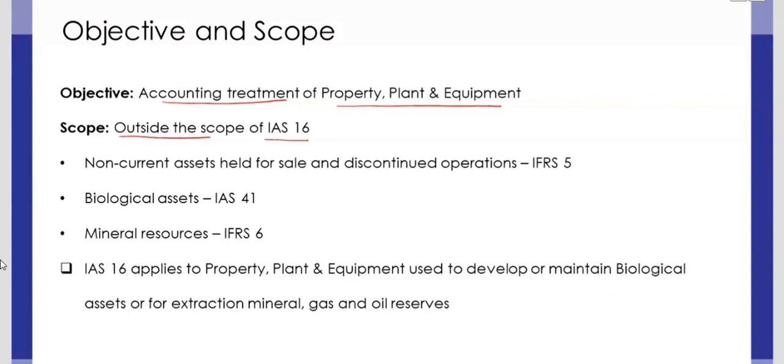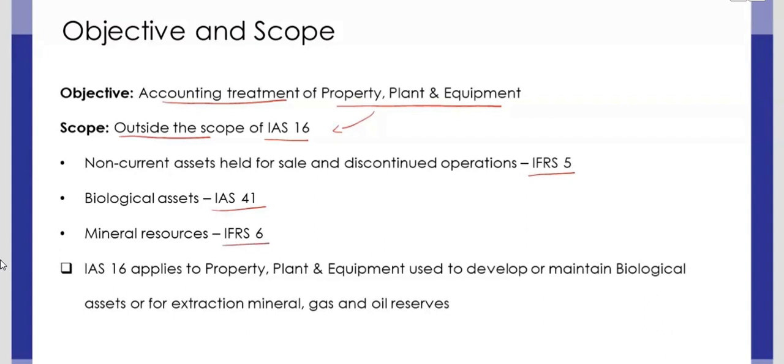So for IAS 16, we'll see that all kinds of property, plant and equipment is covered under IAS 16 except some major standards which are not covered under IAS 16. Number 1, non-current assets held for sale at discontinued operations. We will cover them under IFRS 5. Then we have biological assets. They are going to be covered under IAS 41. Mineral resources, they are covered under IFRS 6.